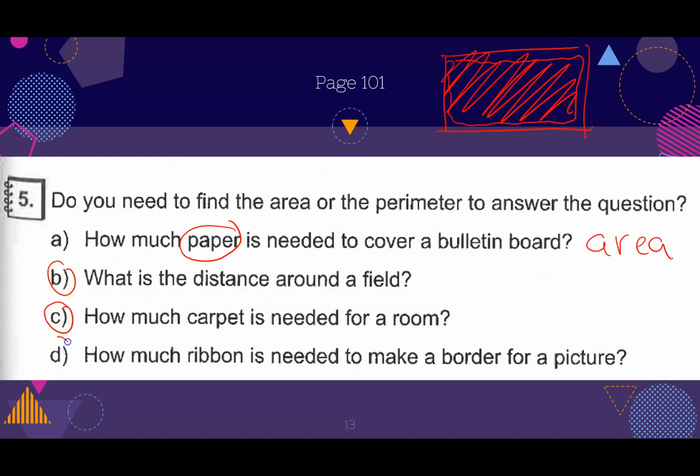Please try B, C, and D on your own. And that is all for today.